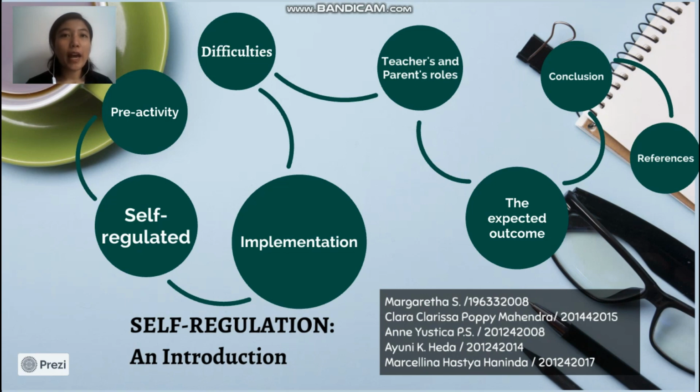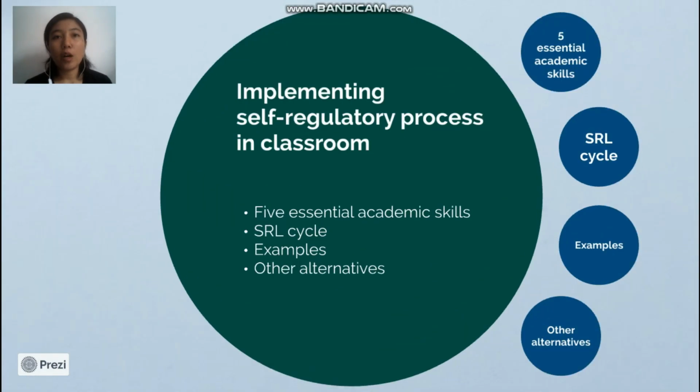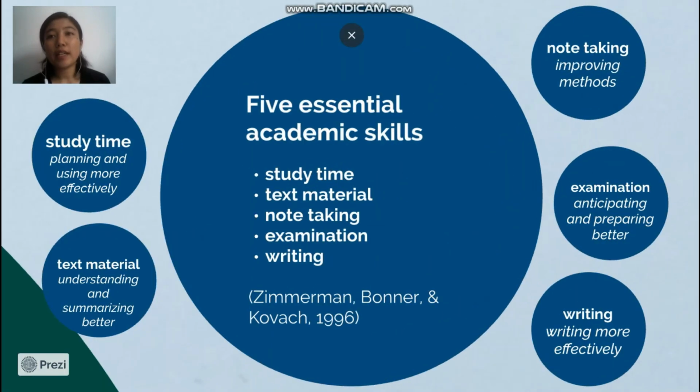Okay, so we have learned what self-regulated learning is all about. Now we will discuss how to implement self-regulated learning in classroom setting. But before we talk about that, we will discuss about the 5 essential academic skills which can be enhanced by self-regulated learning. The 5 skills are study time, text material, note-taking, examinations, and writing.